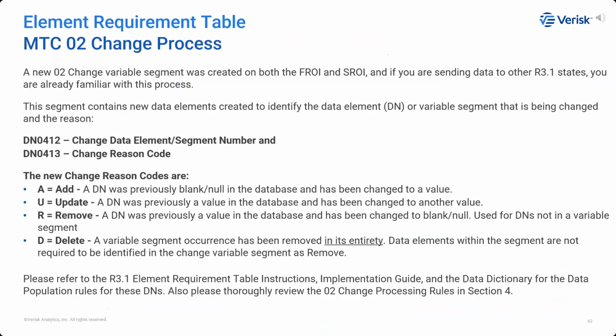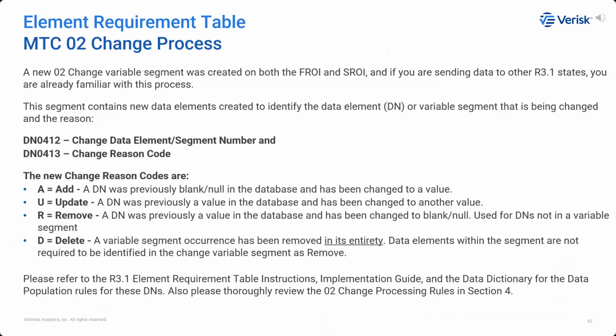The new change variable segment was created on both the FROI and SROI O2, and if you are currently sending data to another Release 3.1 state, you are already familiar with this process. The segment contains new data elements that were created to identify the data element or variable segment that is being changed, and also the reason for the change. The two new data elements are DN0412, change data element segment number, and DN0413, change reason code. The new change reason codes are A for add, U for update, R for remove, and D for delete.